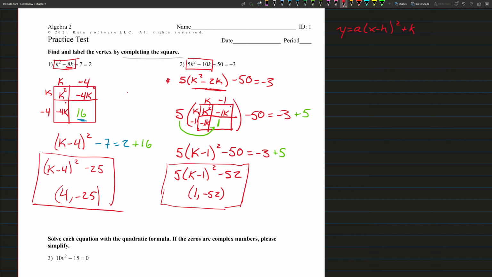Okay, so I want to make sure people understand that. So look at that for a second, make sure you don't have questions, and then we'll go on from there.